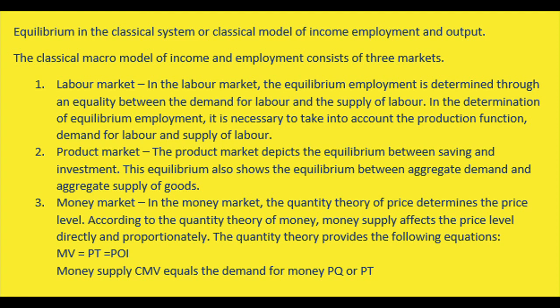Third is money market. In the money market, the quantity theory of money determines the price level. According to the quantity theory of money, money supply affects the price level directly and proportionately. The quantity theory provides the following equation: MB = PT = PQ. Money supply, MB, equals the demand for money, PQ or PT.